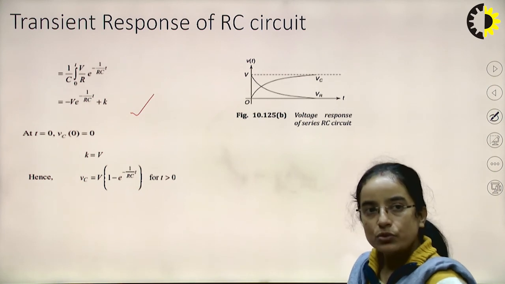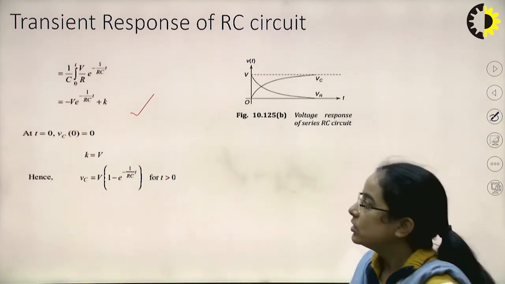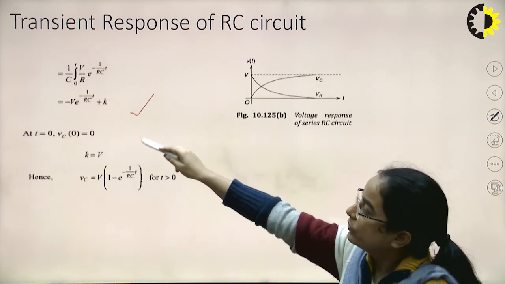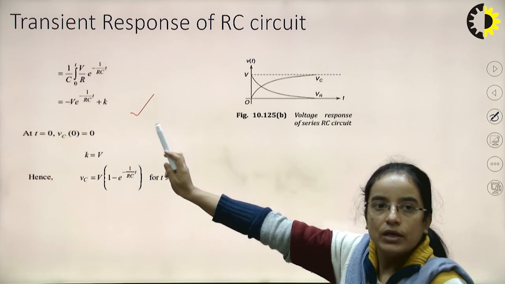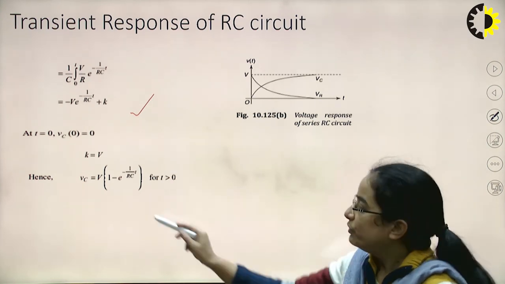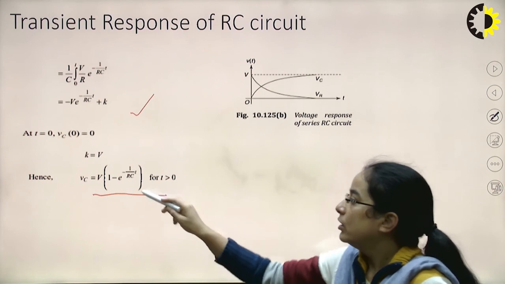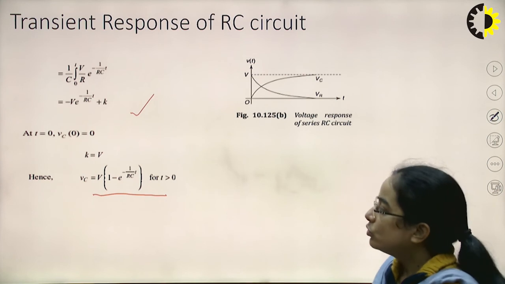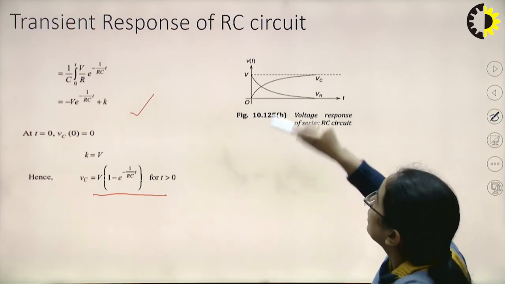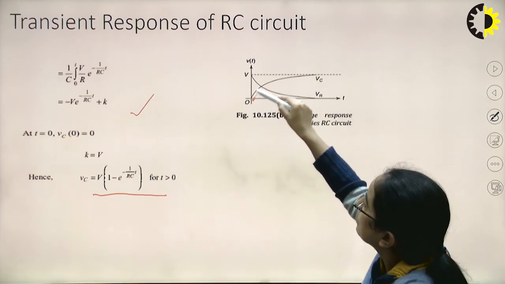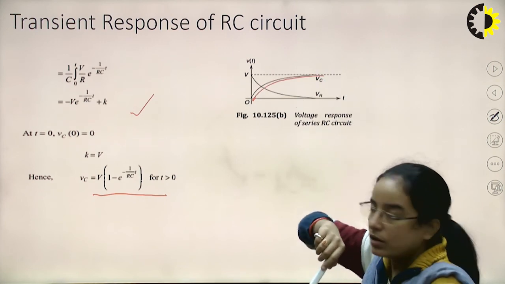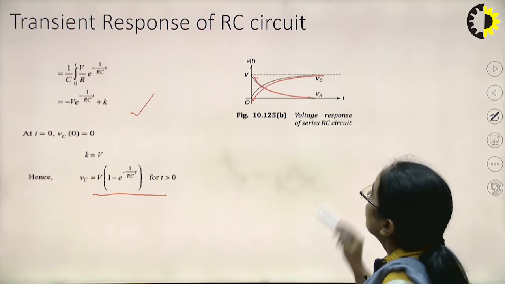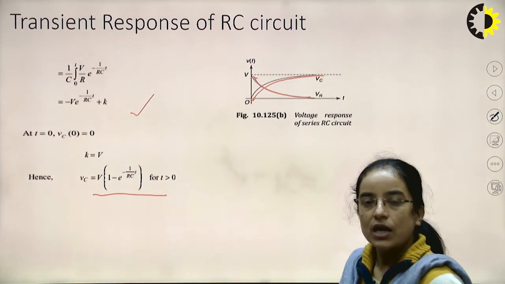At t equal to 0, Vc is 0. That means if we put t equal to 0, we will have the value of K as V. So Vc is V into 1 minus e to the power minus t by RC. As we can see here, the voltage across the capacitor is exponentially increasing and the voltage across the resistor is decreasing. So this is the voltage response of the series RC network.